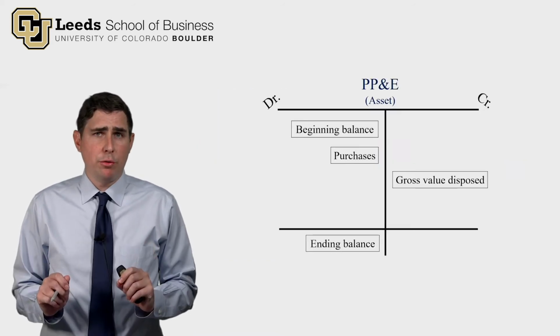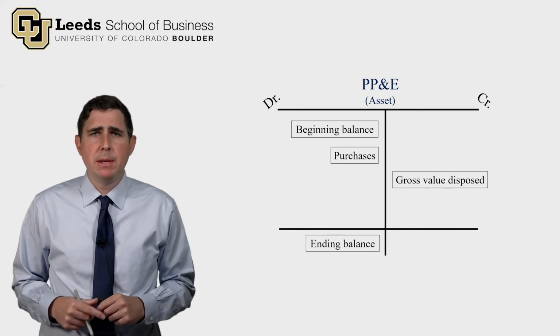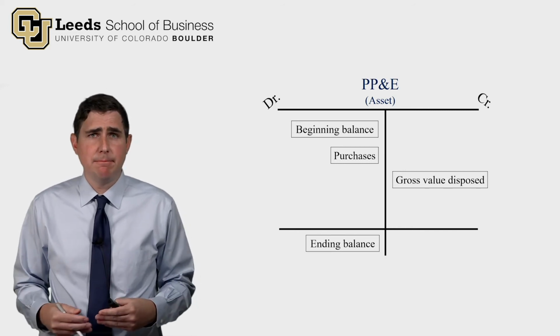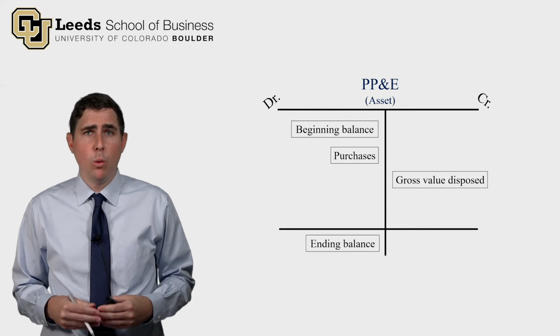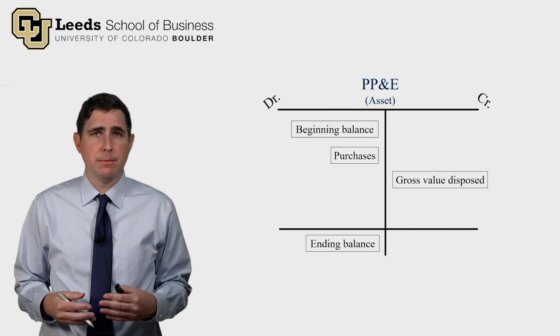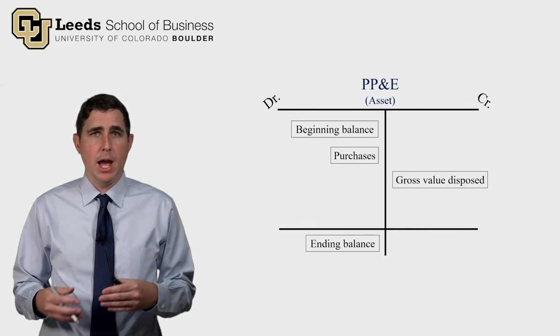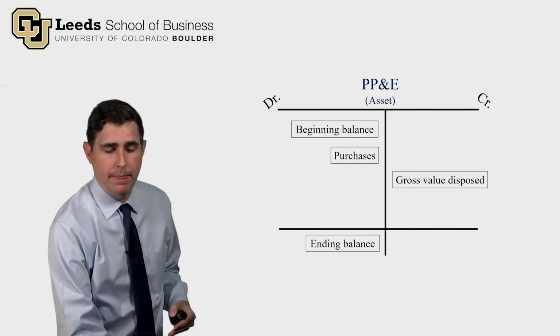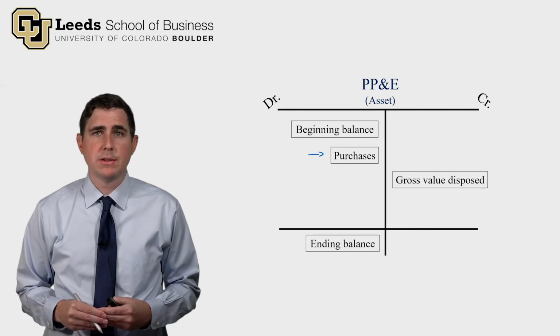Let's just go through the official T accounts now. The PP&E T account. PP&E is an asset. It has a debit beginning balance. When we make purchases, we're debiting the PP&E account. For example, if we purchase something with cash, credit cash, debit PP&E. That's the debit to PP&E when we purchase something.